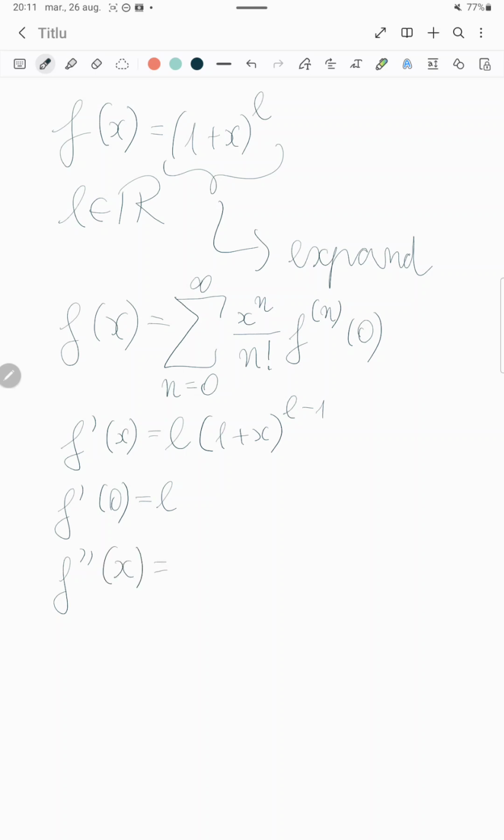Now let's go to the second derivative of f. It's going to be L, because this L is a constant. Now we bring down this L minus 1 and write it like this, and then increase the power by 1, and we have L times L minus 1 times 1 plus x to the L minus 2. Again, at the point x equals 0, the second derivative of f is equal to L times L minus 1.